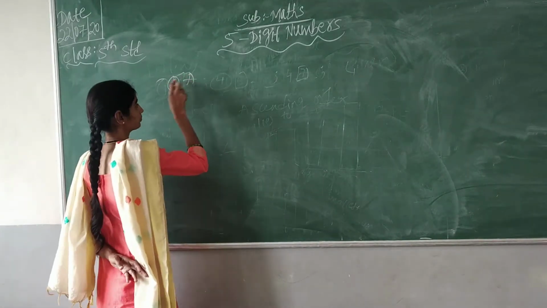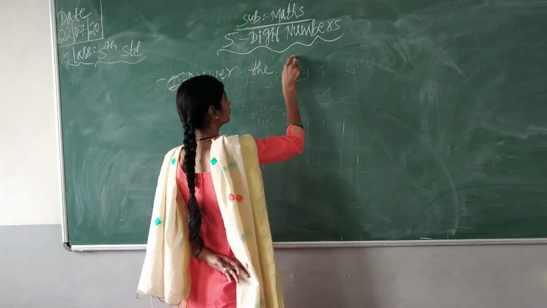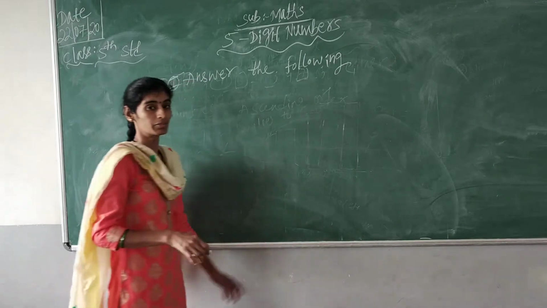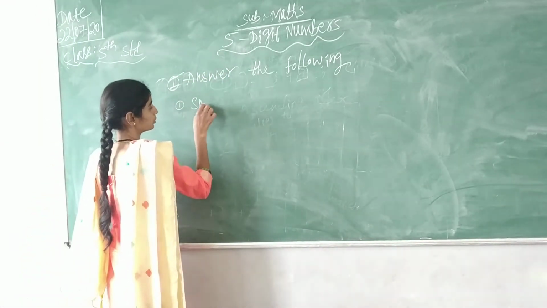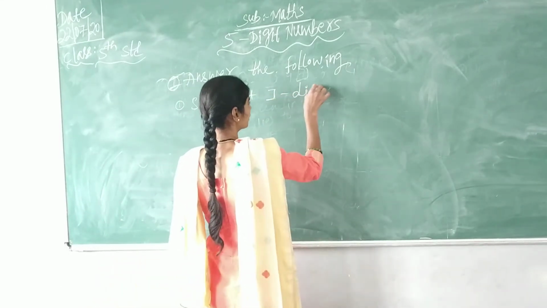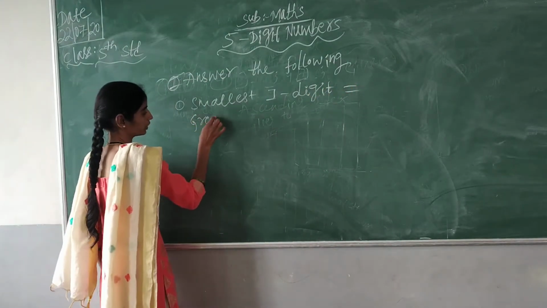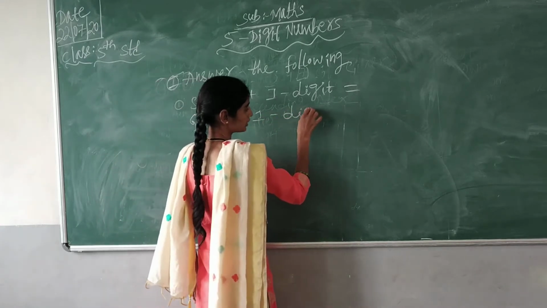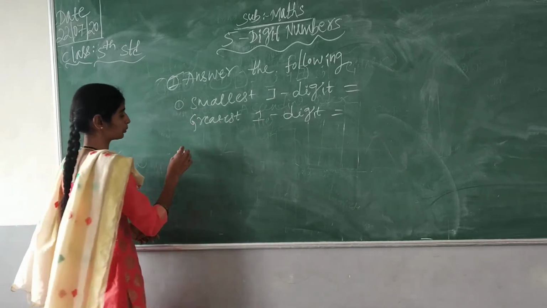So first, answer the following. First, we will discuss this question, then we will come to 5-digit numbers. Can you tell which is the smallest 1-digit number? Then the greatest 1-digit number. We will discuss this, then we will go for 5-digit. Then from this only you will come to know.